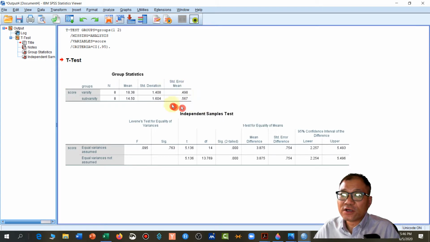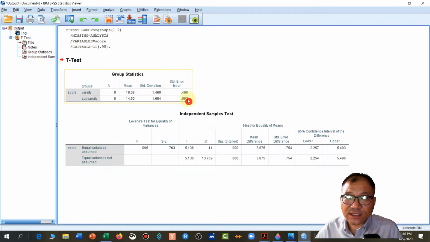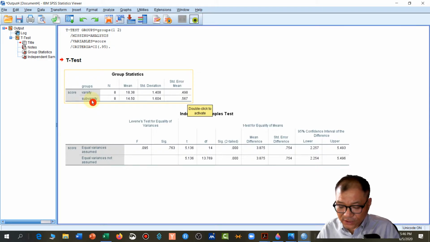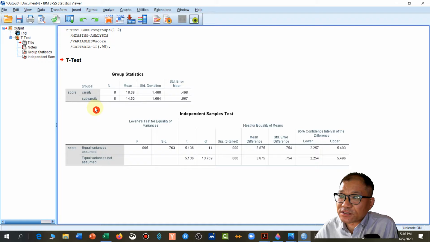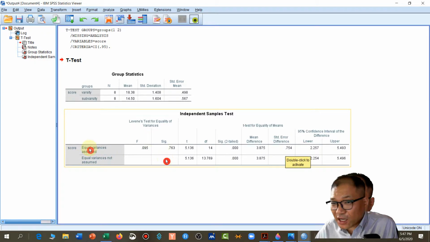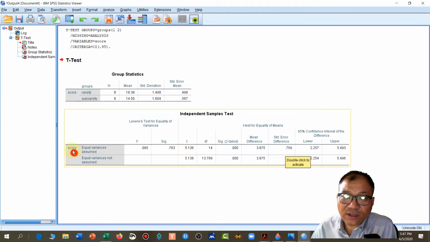Step number 1, if you look at our handout, is the standard error of the mean, which is SEM. SPSS will give you SEM right there, 0.498. If you use 2 decimals with a round up, this value by hand calculation will be 0.50, but I'll just leave it as it is. This is the standard error of the mean for the first group. 0.567 is the standard error of the mean for the second group. That is step number 1 in our course handout.